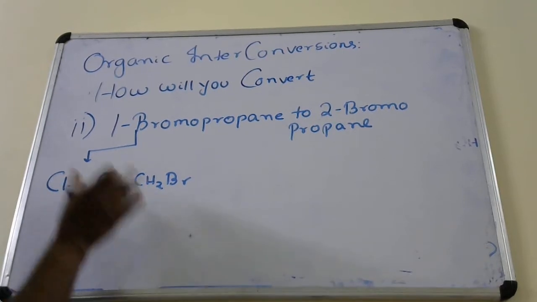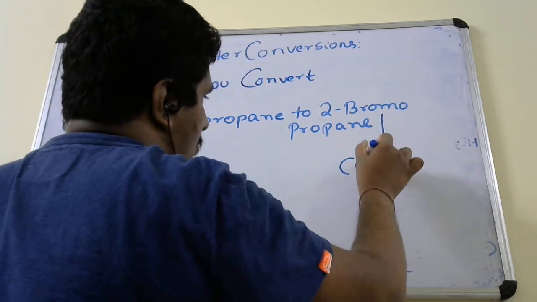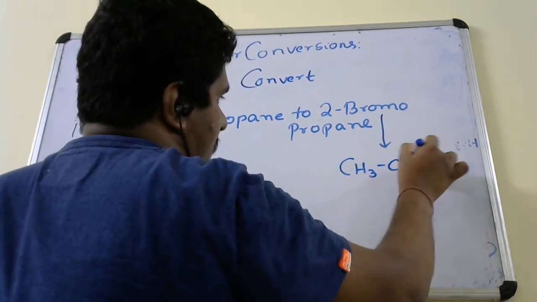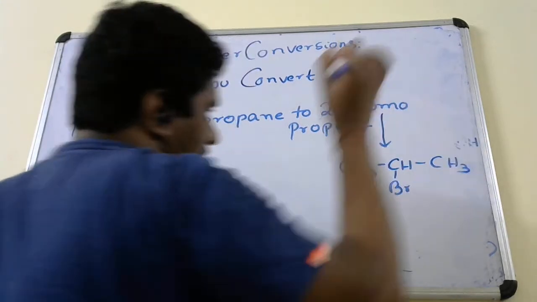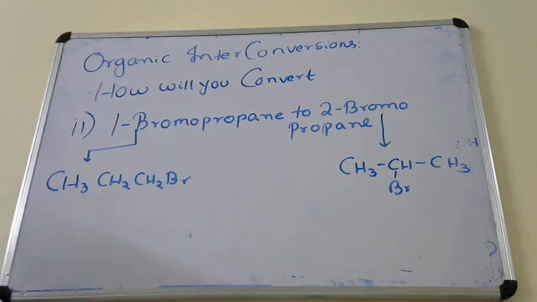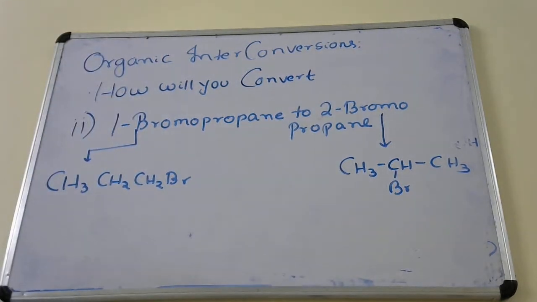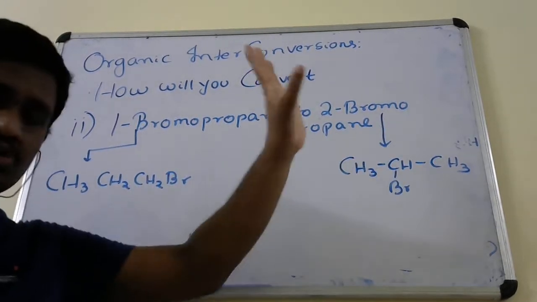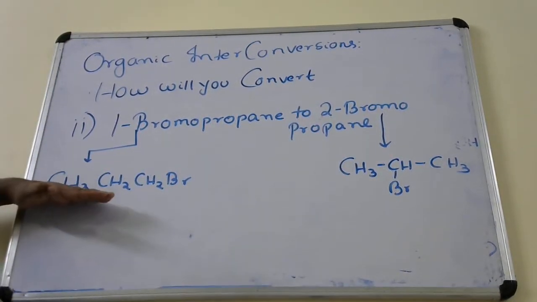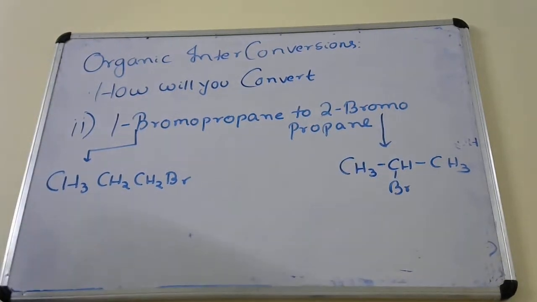You have to start from here and you have to end at where? 2-bromopropane, means bromine at 2 position. This is your 2-bromopropane, bromine at 2 position. Okay, how to reach from 1-bromopropane? We have to reach till 2-bromopropane. This is our starting compound and here we have to end. Okay, now what we will do?